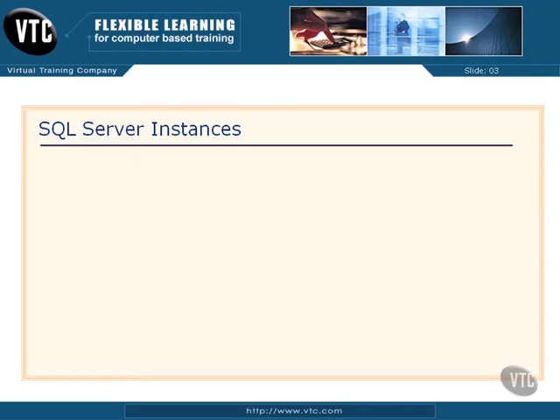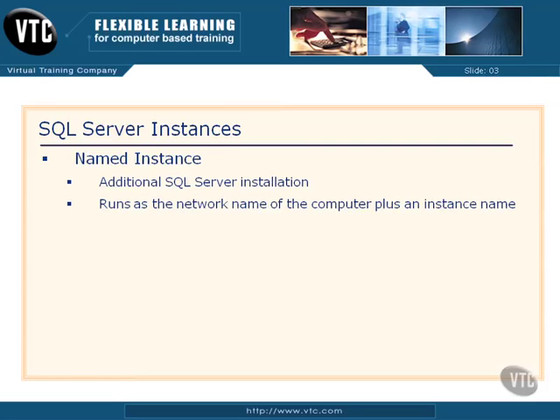Now, after I've loaded that first SQL Server, I turn around, put the disk back in, and I am now going to load a named instance. I'm going to install SQL Server all over again. This is my second SQL Server on that same computer. The first one was called VTC class. And it's now going to prompt me, and it's going to say, you know what, this is going to run as the network name of the computer, which was VTC class, plus whatever name you tell me to put on it. And that's going to be your instance name.